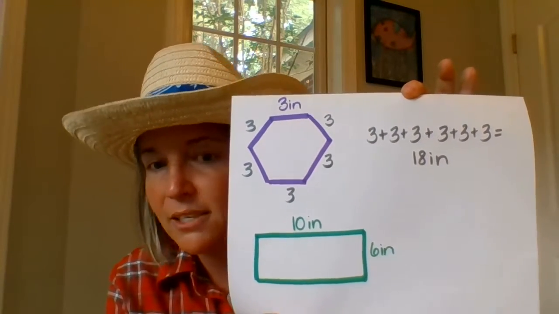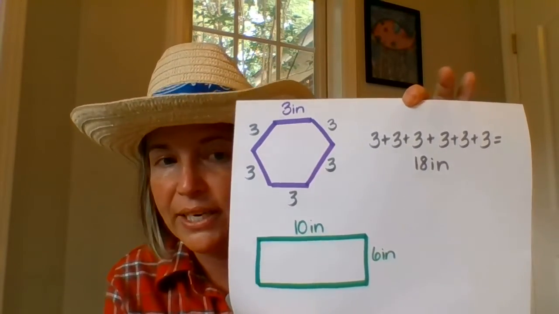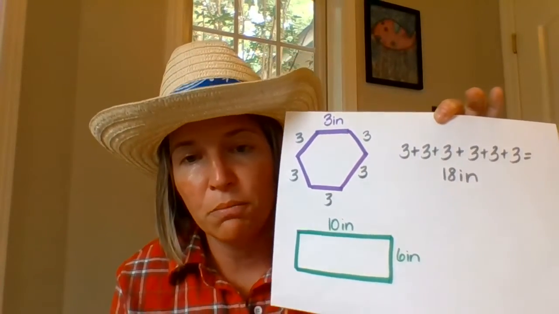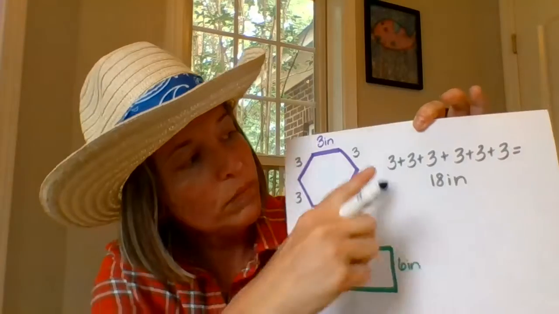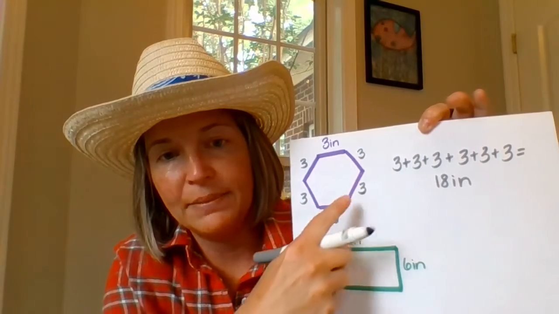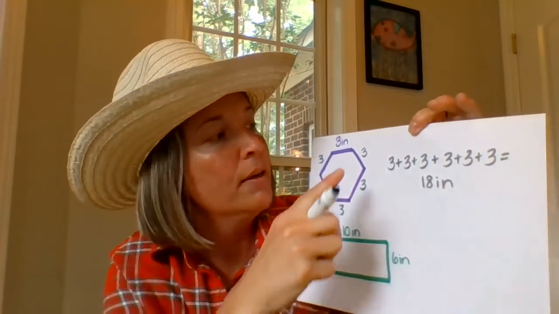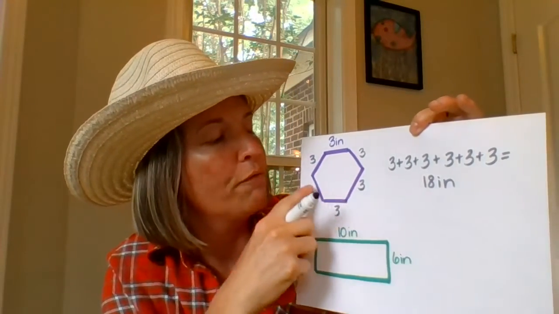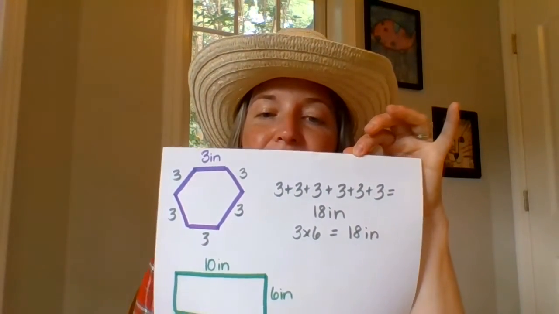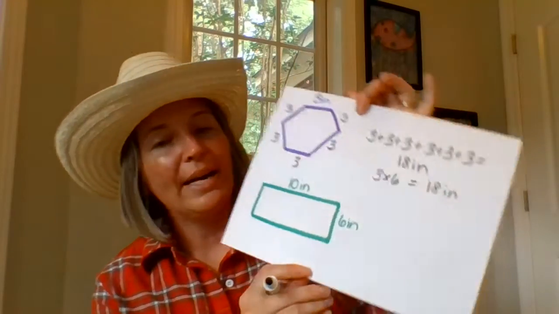Another way you could have done this that saves you a little bit of time is we all know that multiplication is simply repeated addition. So instead of simply writing my addition sentence, I could have written a multiplication problem, starting with my length, which is 3, and multiplying it times how many total sides there are. 1, 2, 3, 4, 5, 6. So I could have written 3 times 6 and would also get 18 inches. Okay?